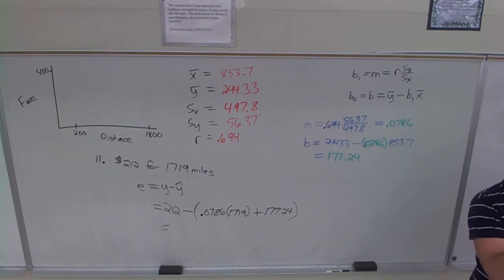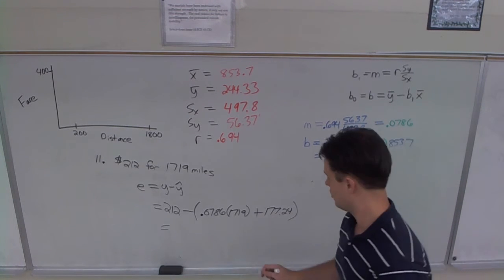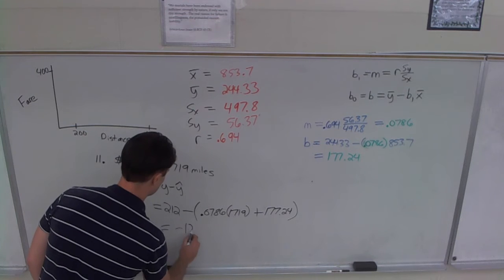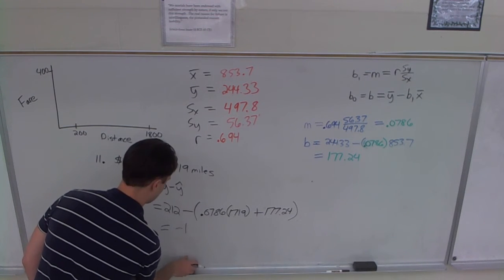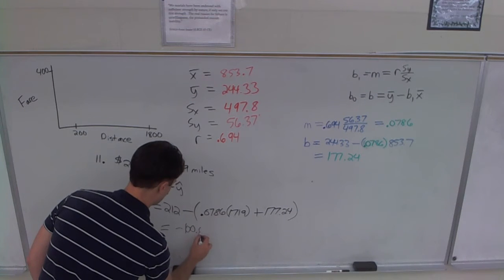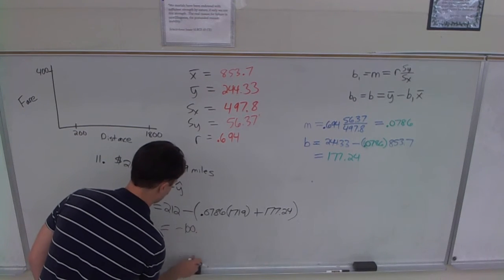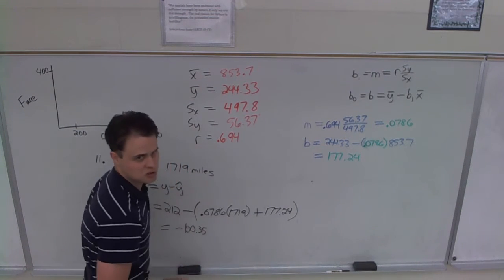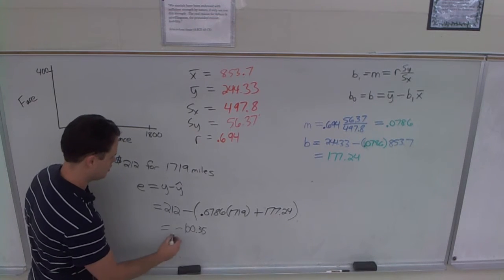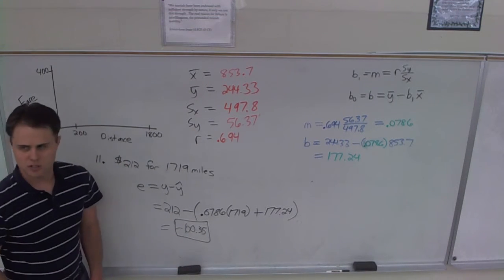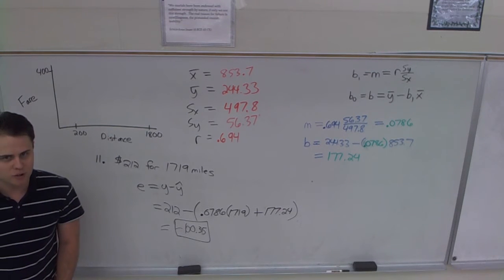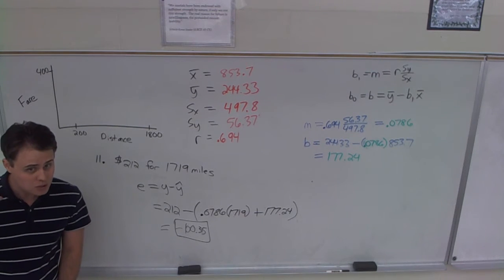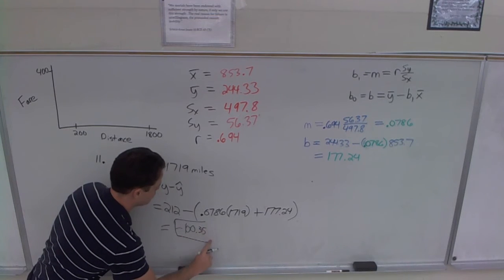Negative what? Negative 100.2. 100.05? 0.35. Okay. That's probably just rounding differences. We use different numbers of decimals, right? Does that have units? A residual is a change in y values, so it has the same units as y values, right?